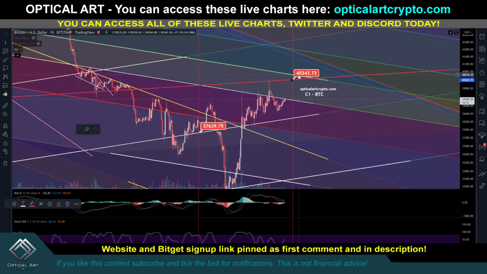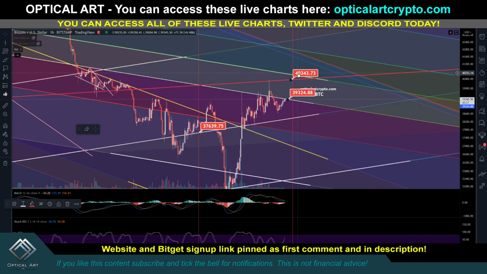So notice that it was a lot of support right back here, 39,744. We broke it right at 39,868. A lot of support. We came up, hit this to the tick. So you got a lot of resistance up here at 40,343. You can see your current resistance right now is right here at 39,324.